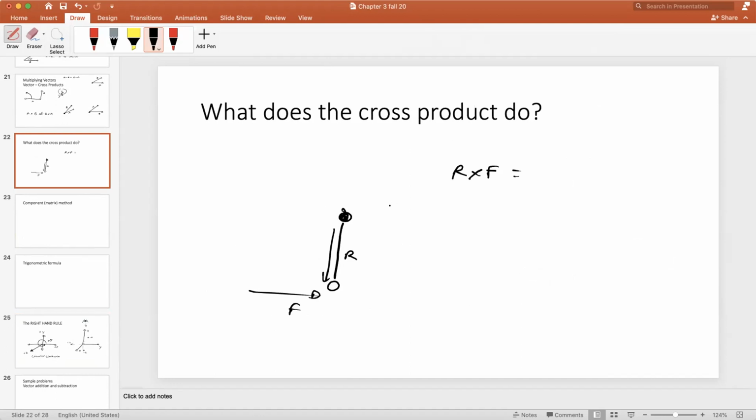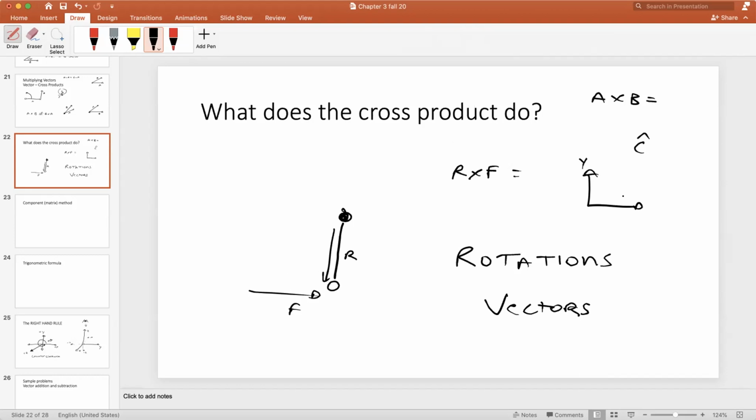It gets a little complicated and we're going to have to go through that, but cross products result in rotations. And furthermore, they are vectors. However, the vector is along a perpendicular axis to both R and F, or if you have A cross B, totally symbolic, then the cross product is along a C hat vector that is perpendicular to the plane that A and B are in. When we talk about X and Y planes, so we put vectors in 2 dimensions in an X and Y plane, which is the normal case for the class, you need to determine if the cross product is in the positive Z or the negative Z, into or out of the page.